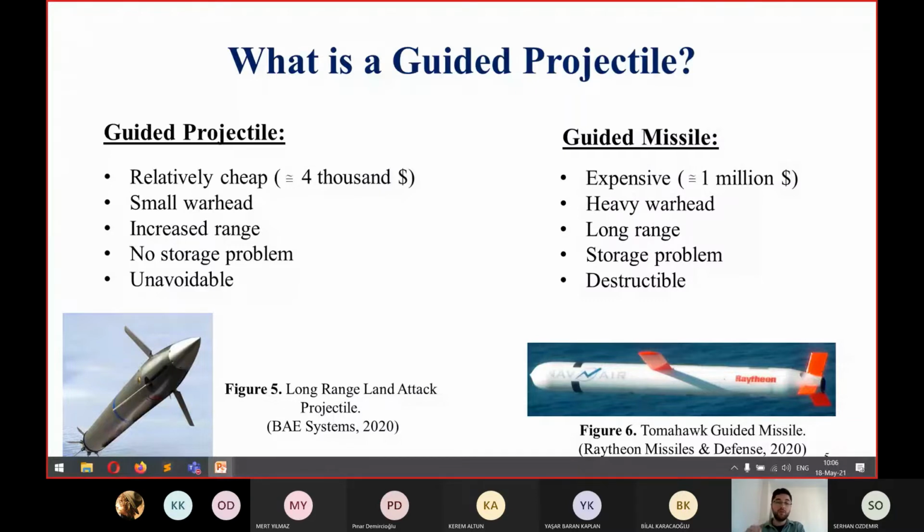And one of the biggest advantages of a guided projectile is that you cannot stop an incoming projectile because their radar cross-sectional areas are very small, and most projectiles have a supersonic flight regime. Therefore, even if you detect an incoming projectile, you do not have any time to react. On the other hand, there are lots of countermeasure techniques for guided missiles.